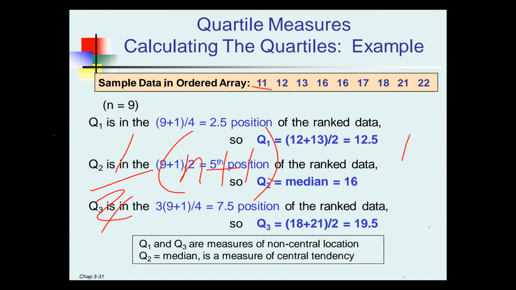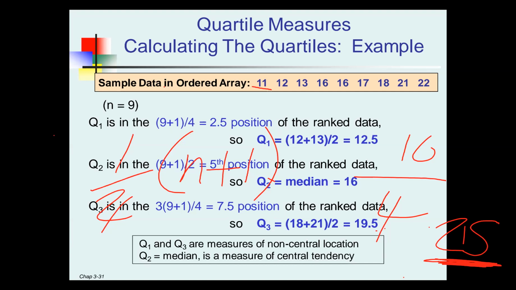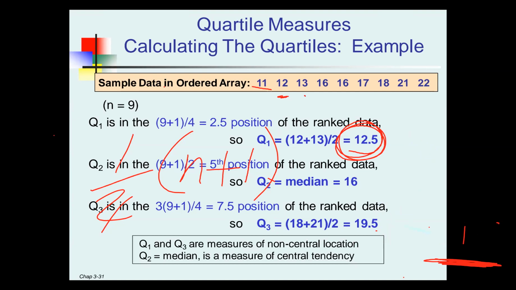So you say yes, 1/4 times 9 plus 1 is 10. 1/4 into 10 is 2.5, which means the position that you're looking for is in between 2 and 3, right? So you go to position number 2 and 3. The one on position number 2 is 12, right? So it is 12 plus 13, you divide by 2. So your first quarter is 12.5. Does that make sense now with the use of numbers?